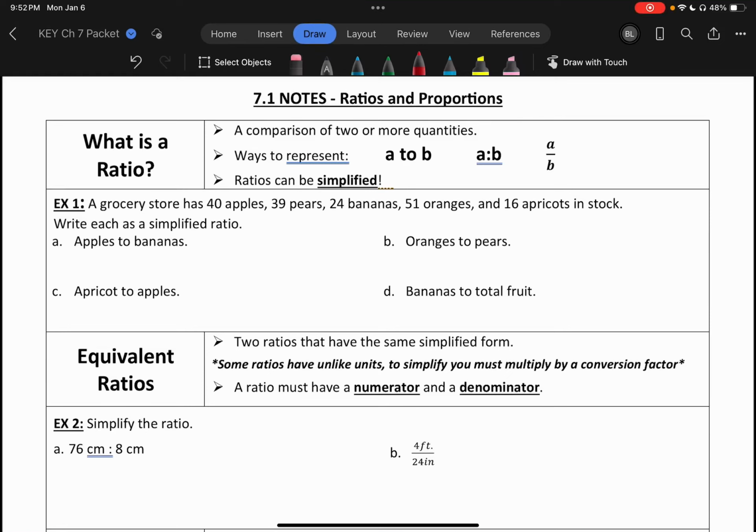Alright guys, this video is going to go over the notes for 7.1, going over ratios and proportions. So to start off, we want to go ahead and talk about what exactly is a ratio. A ratio by definition is a comparison of two or more quantities.